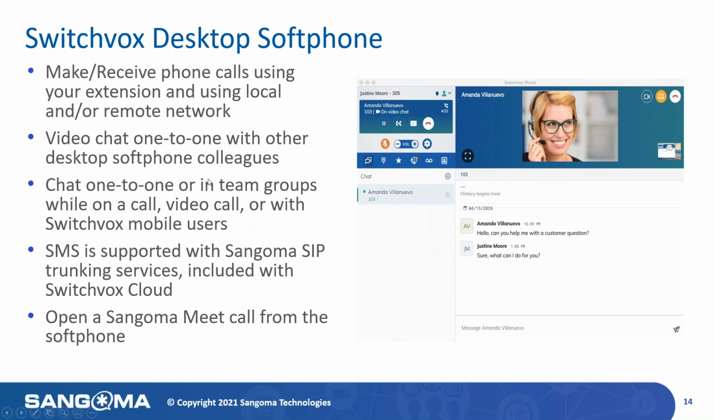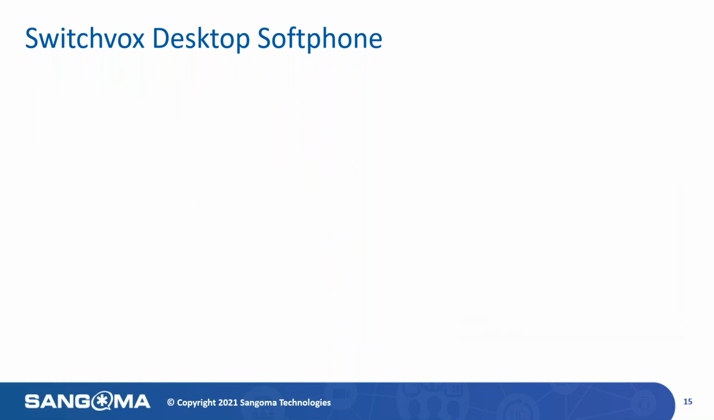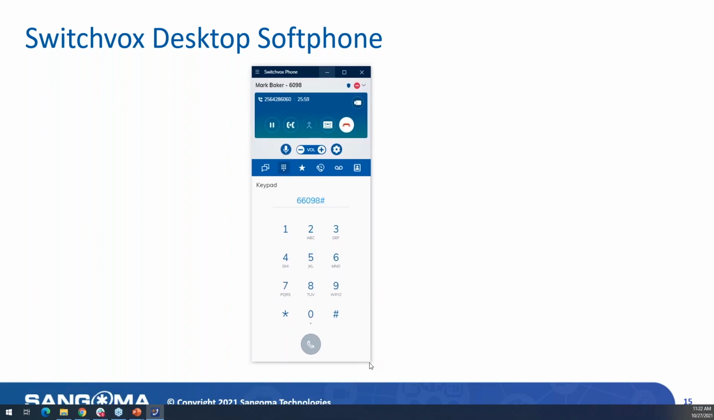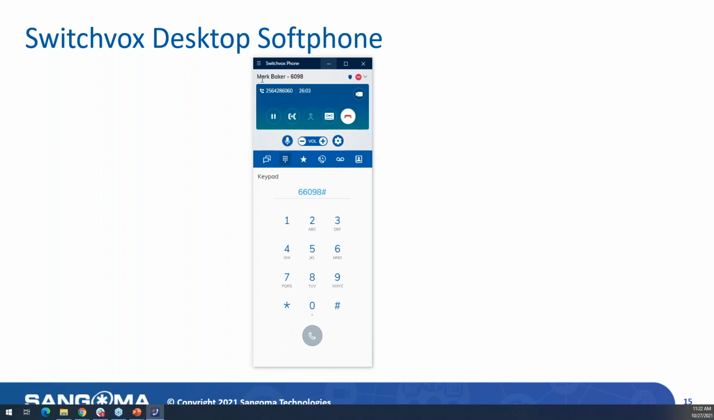So I'm actually going to pull over my mobile soft phone here in a moment. The screen is blank on purpose because I wanted a nice, easy to see screen here. And as you can see, I am signed into my extension here. It's got Mark Baker 6098. And with this, I have an active phone call going to actually my conference bridge, which is another included feature for you guys.